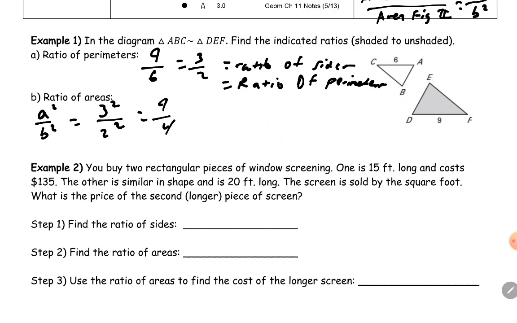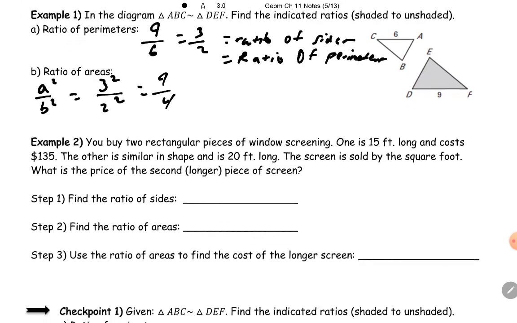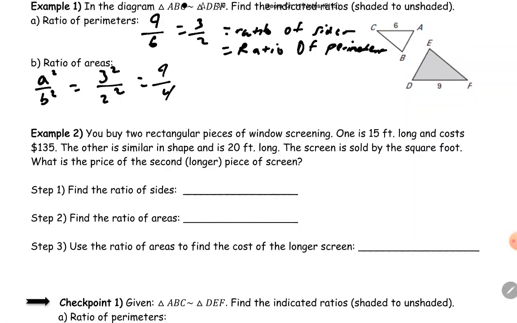Alright, example 2. You buy 2 rectangular pieces of window screening. One is 15 feet long and costs $135. The other is similar in shape and is 20 feet long. The screen is sold by the square foot. What is the price of the second longer piece of screen? So what you want to do is find the ratio of their sides. I'm going to do small to big, 15 over 20. That just reduces down to 3/4.